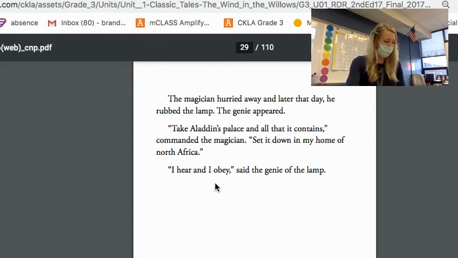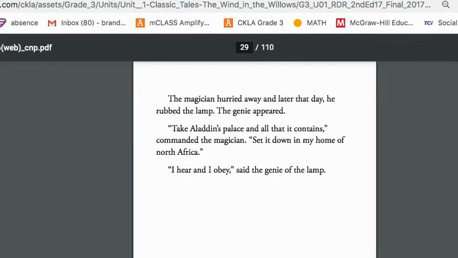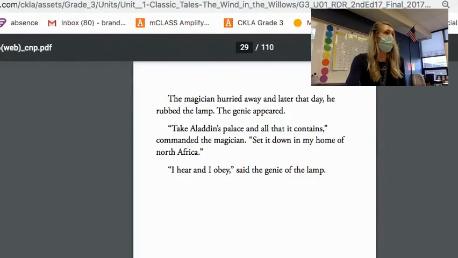Yes. I want you guys to read page 23 to find out what the magician did with the magic lamp. Read and reread. What did the magician do with the magic lamp? After rereading that section, what does the genie do with the magic lamp? Claire, what does he do? He asked if he can burn down Aladdin's place and put it in North Africa. Good. He doesn't want to burn it down, though. He just wants to take it, right? And he wants it taken and moved to North Africa.